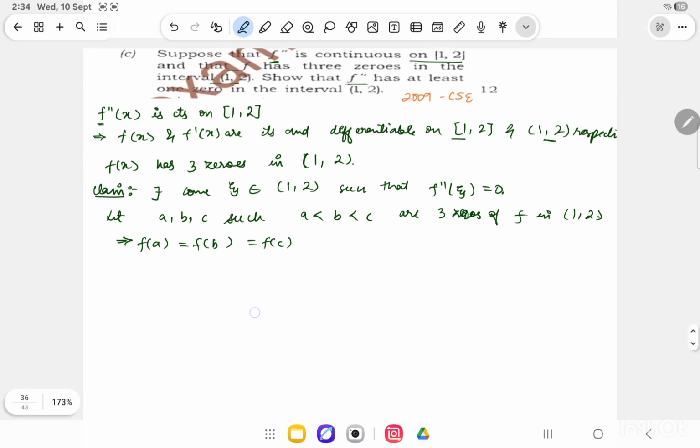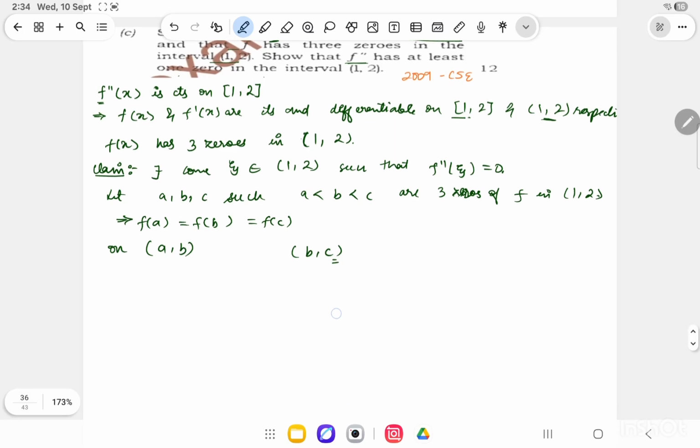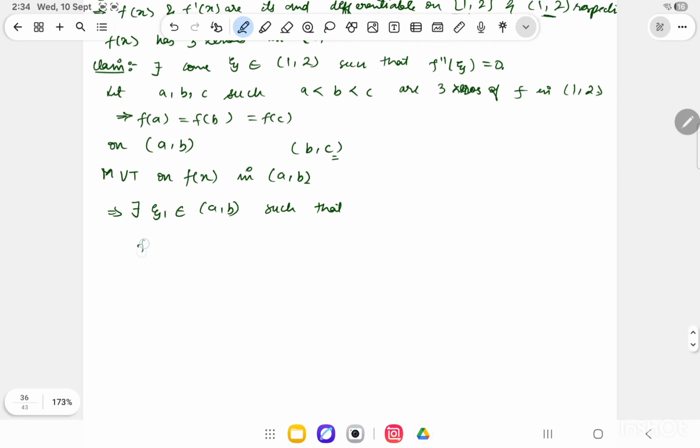And since we have seen that the function f(x) is continuous on the closed interval [1, 2] and differentiable on (1, 2), it's continuous and differentiable on (a, b) as well as (b, c). So I can use the mean value theorem on f(x) in the interval (a, b). So I'll be getting a xi1 in the open interval (a, b) such that f'(xi1) will be equal to (f(b) minus f(a)) divided by (b minus a).